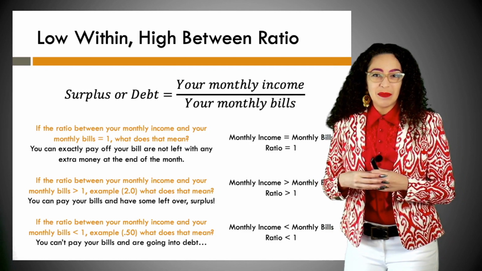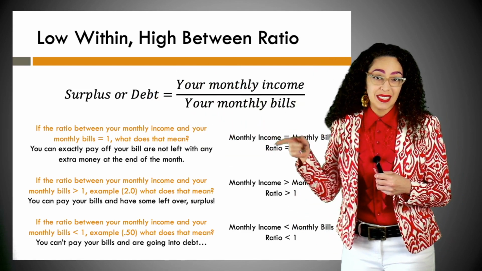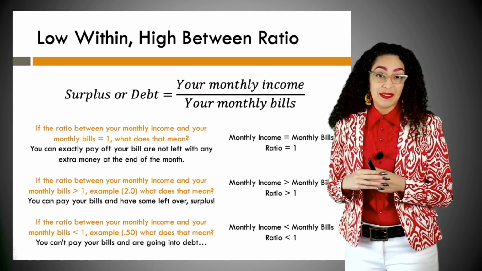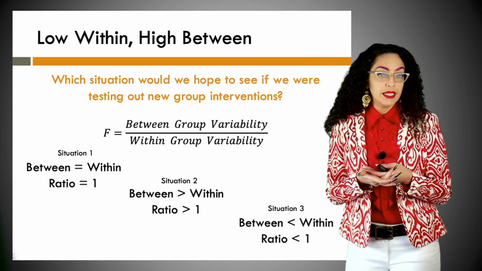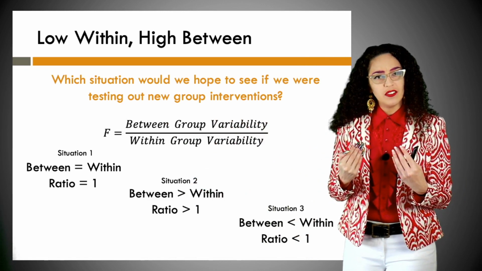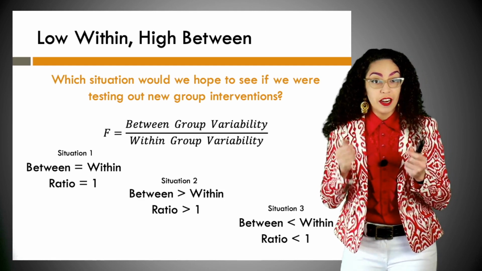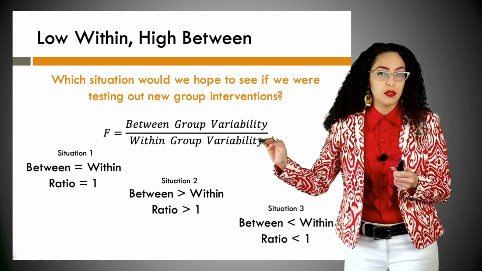Then we have scenario number 3, where if this is less than 1, that means that your bills are more than your income, so you have a debt. Hopefully not. That is a tangible income and bill example. Let's relate this back to our ANOVA. Now in an ANOVA, the variances that we're comparing are the between group variance and the within group variance.